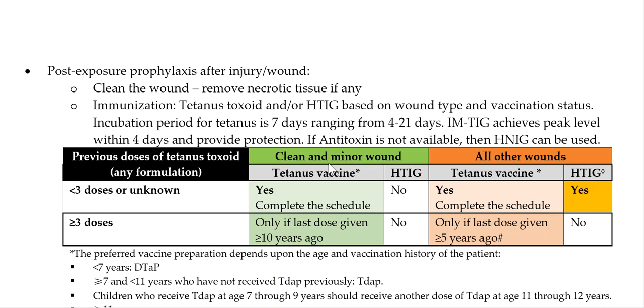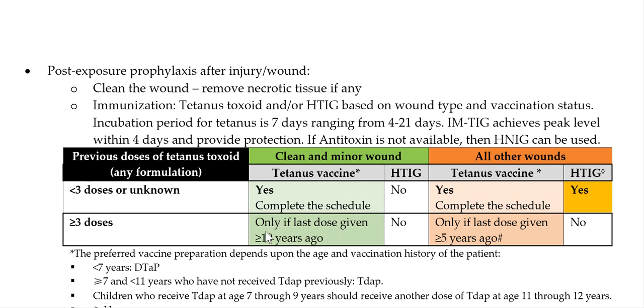So in clean and minor wounds, yes, you require tetanus vaccine in case of less than 3 doses or unknown status. But if 3 or more doses are already given, that means the person has completed the vaccination schedule, then you should see when the last dose was given. If it was given more than 10 years ago, then you require tetanus vaccination. Otherwise, you do not require a tetanus vaccine single dose. Immunoglobulin has no role in clean and minor wounds.